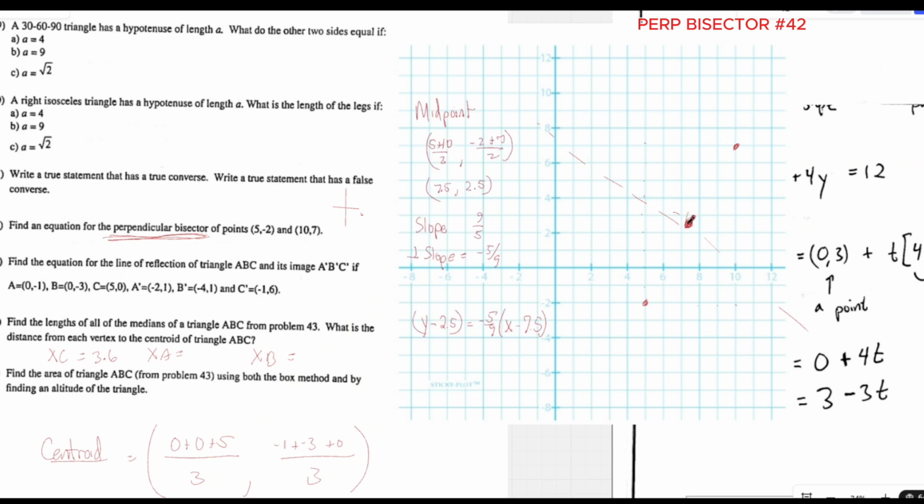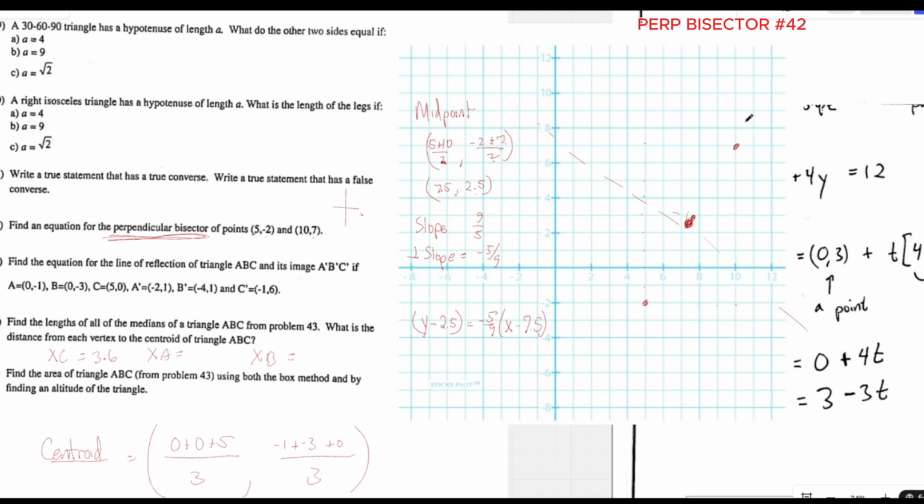So the midpoint is the average of the x values and the average of the y values. So the average of 5 and 10, that's 7.5. The average of -2 and 7 is 2.5, which seems reasonable. I'll just check that. Seems about the right place.